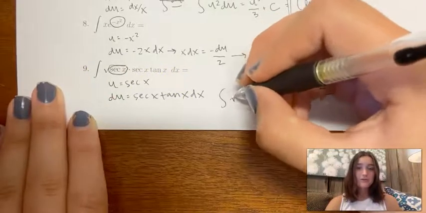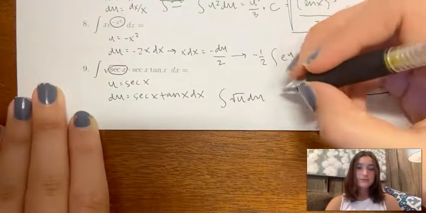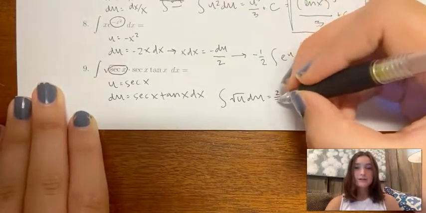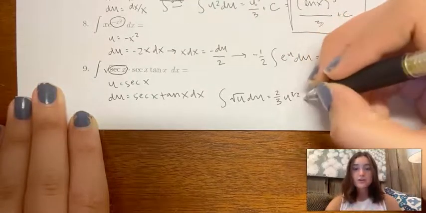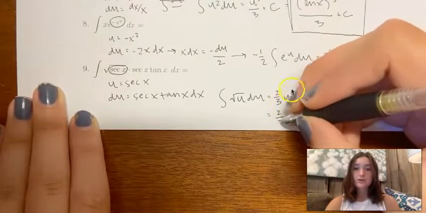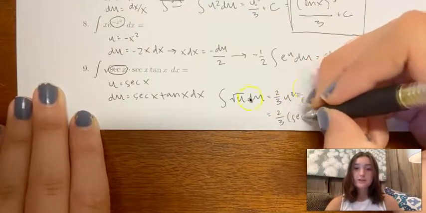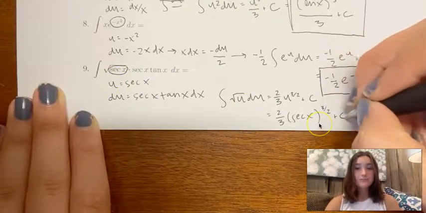So I'm going to do my integral, square root of u, du, and that could also be written as u to the 1/2 du. So I just did the power rule here in my head to get 2/3 u to the 3/2 plus c, and then I'm plugging back in that secant x to finish it off.